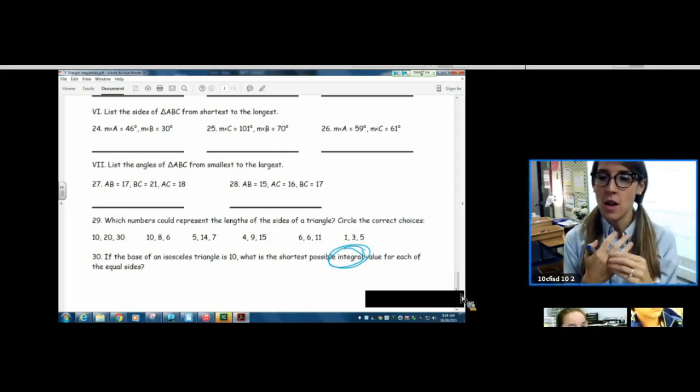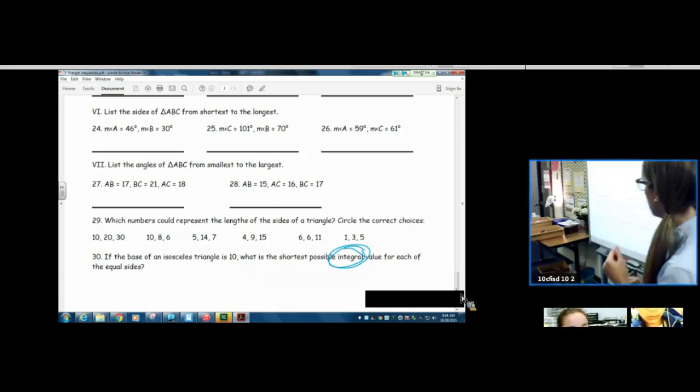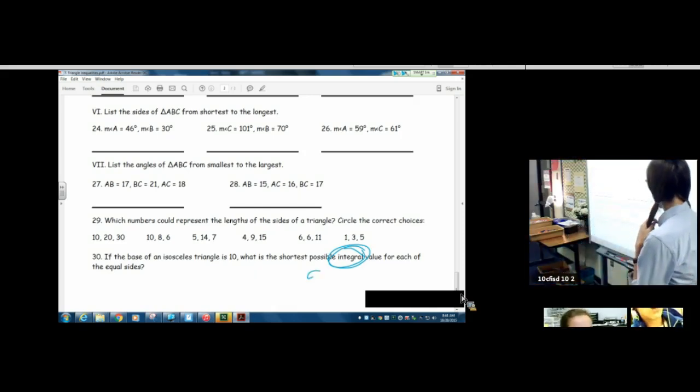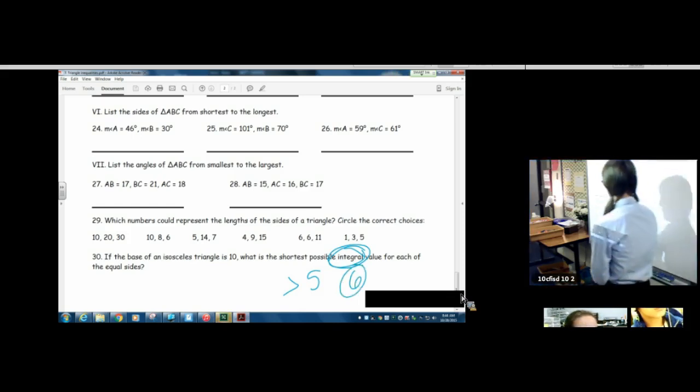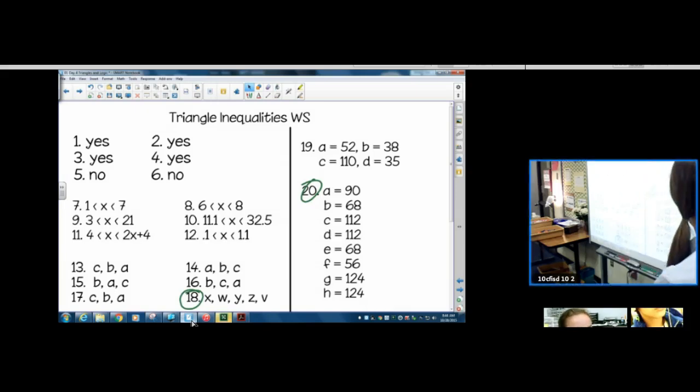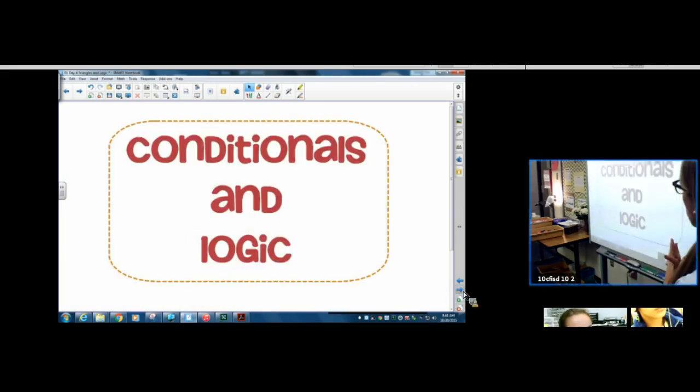You did correct there, but it did say it had to be an integer. Integral means like an integer. So it had to be what integer is greater than 5. You need to pick the smallest integer that's greater than 5. And that's why that one is 6. I don't really have time to go over that one, but that was a good problem.